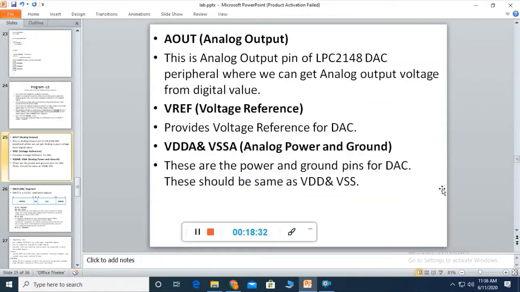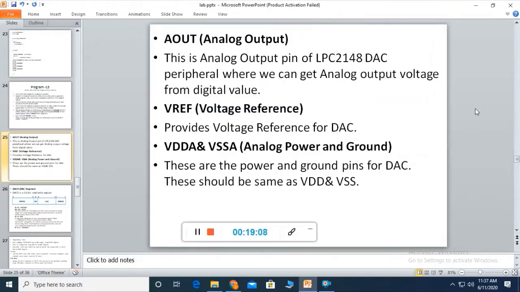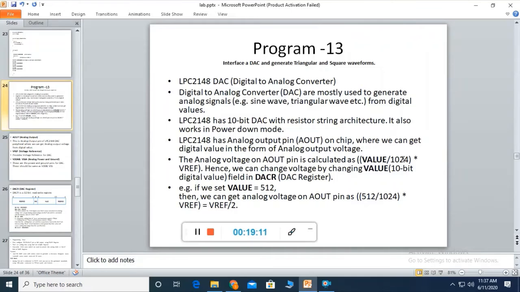And if you connect the analog output voltage to a CRO, you will be able to see the waveform of the analog output voltage generated. So the pins include the 10-bit digital input, the analog output pin, and a reference voltage. So your output is always proportional to your reference voltage and the digital input you have given, and we know what the formula is: value divided by 1024, multiplied by V reference.